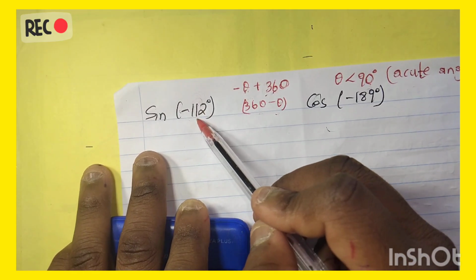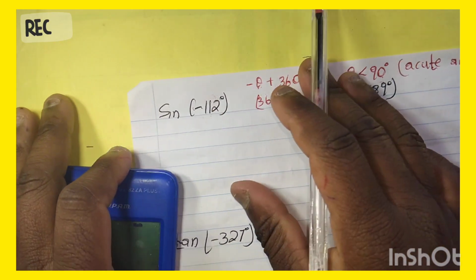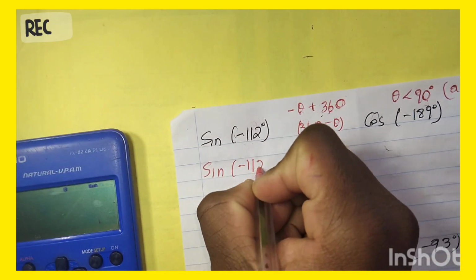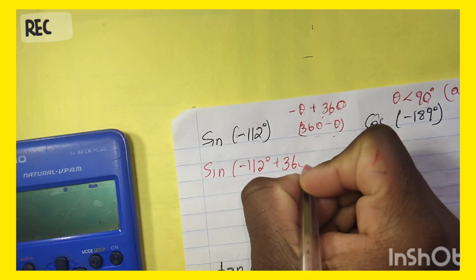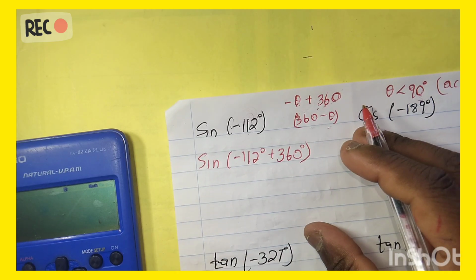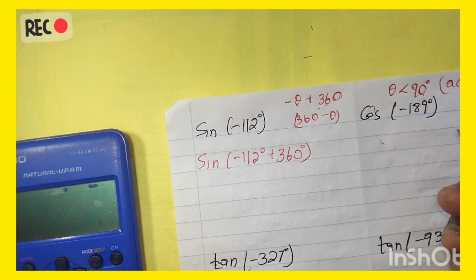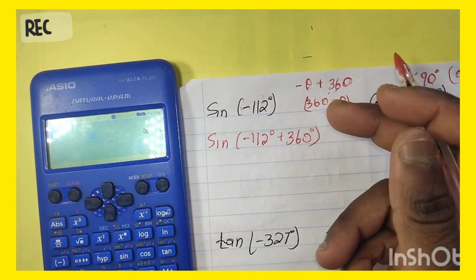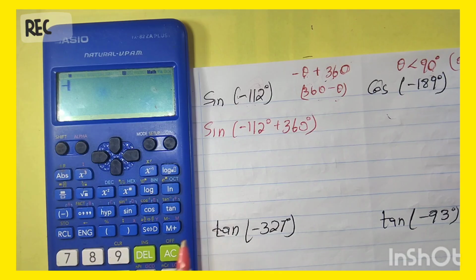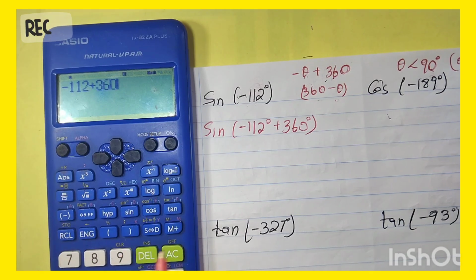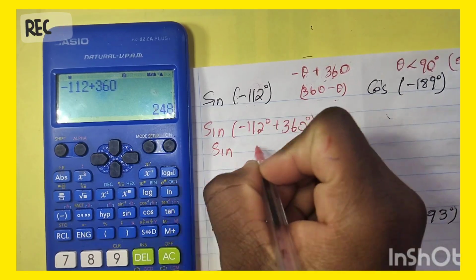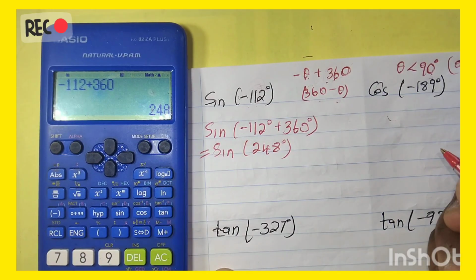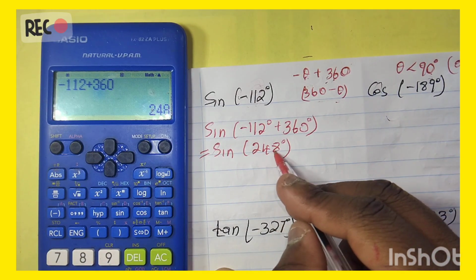But if theta is not less than 90 degrees, what do you do in this situation? You just add that 360. After adding that 360, you press your calculator, and there is no need for you to rearrange. You just press your calculator, something like this. So now this is sine 248 degrees. Do you see? And now I can reduce this angle.